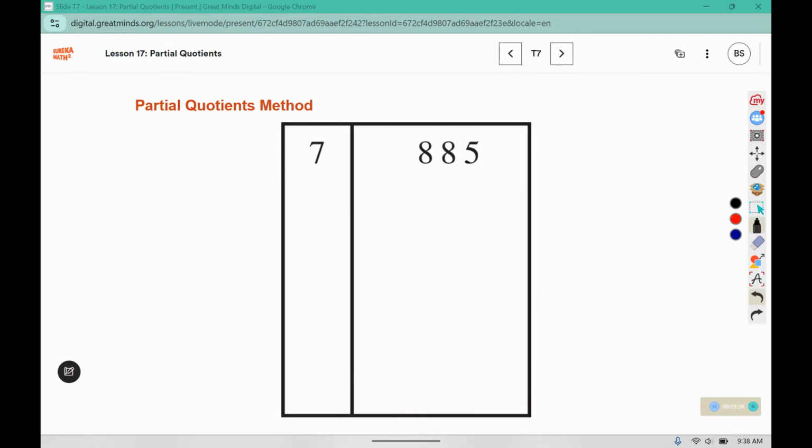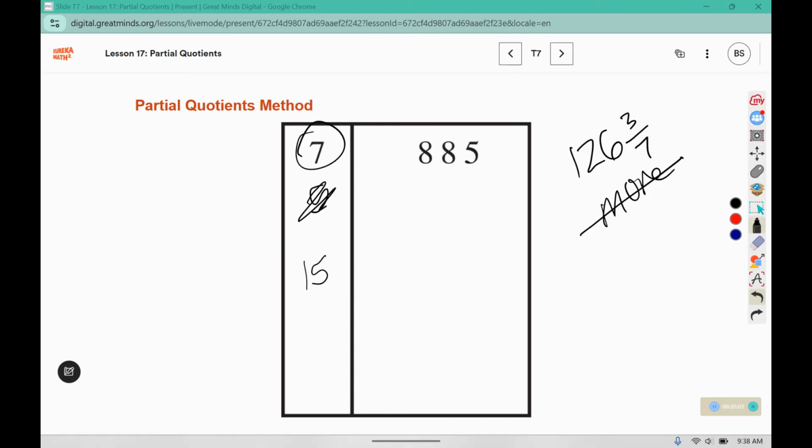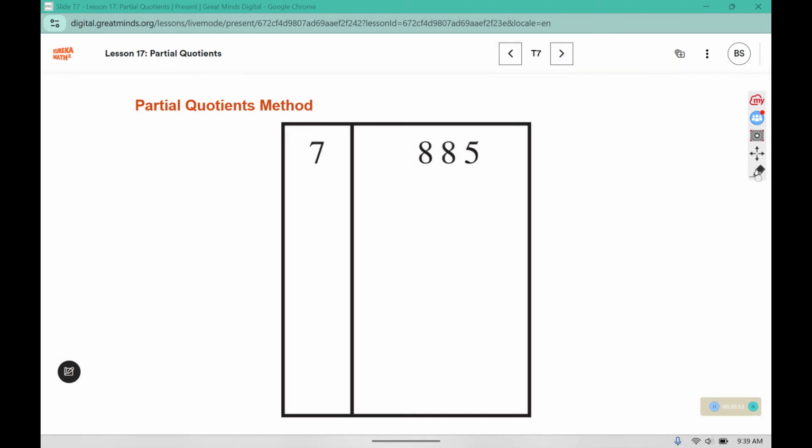What would happen if the divisor was smaller than 7, like if it was a 5? Would we get more than 126 and 3/7 or fewer? If we make our divisor smaller, we should get more than 126. What if instead of 5, we made our divisor something like 15. If we split it into 15 parts, the amount in each section is going to be smaller, or less than 126 and 3/7.